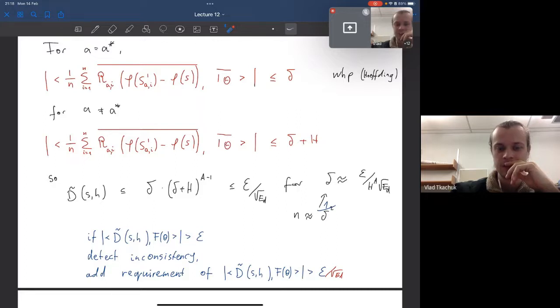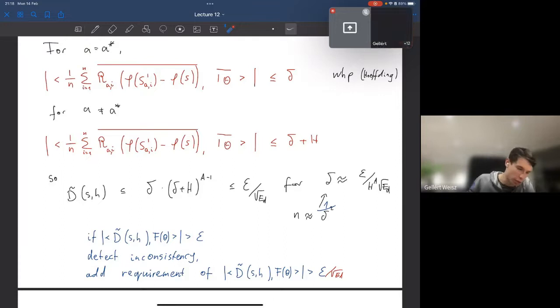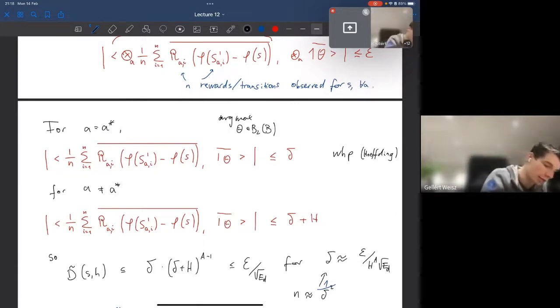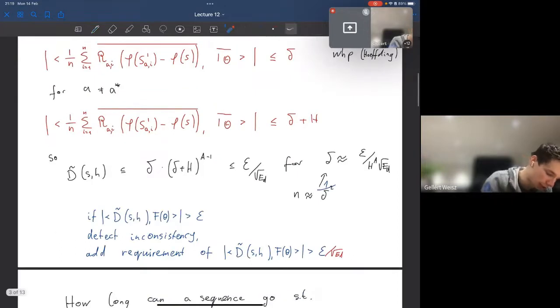Yeah, so once we find this inconsistency, the search for a new theta that makes it consistent, is that the computational intractability part? Yeah. So that's the part where it's going to look something like argmax of theta in this L2 ball of size B, which is the L2 bound that we have, and you basically just want to maximize the inner product of theta with phi of S0, which is the starting state vector, subject to the constraints that we have here, right? The constraints look like this.